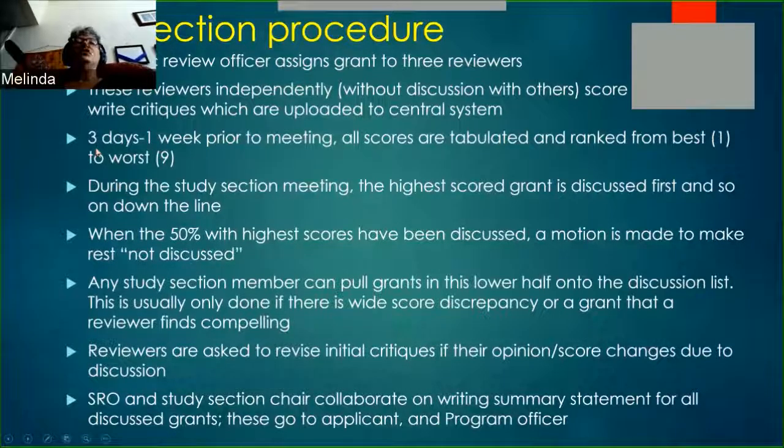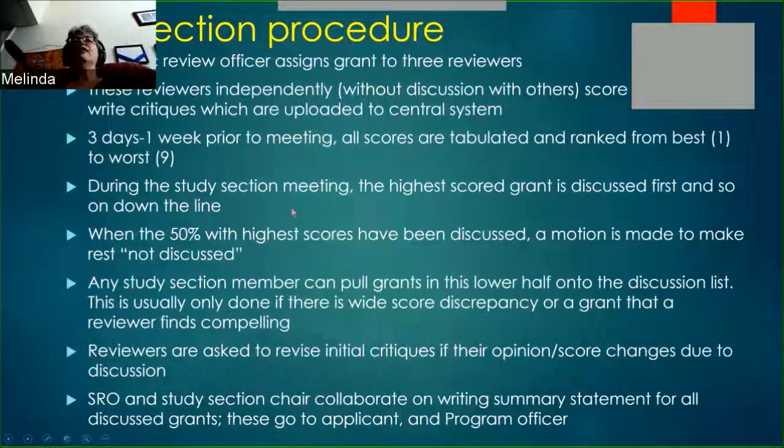Then there's the idea of discussion. So then there is a face-to-face study section meeting. Now that can be through an online video conferencing system, but usually these are face-to-face meetings. And these grants are basically discussed in rank order. So the highest scored grant from the initial scores is discussed first, and so down the line.